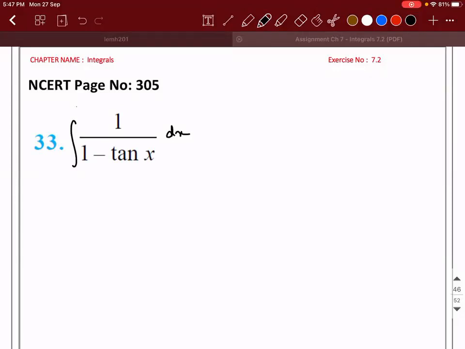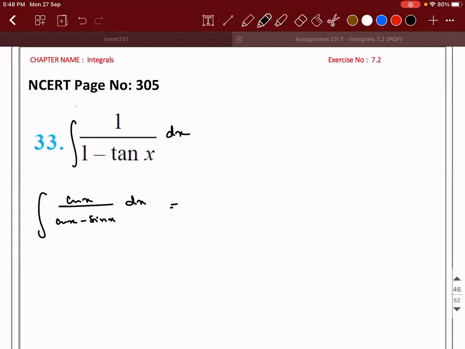How to do? What is the answer? We'll get cos x by cos x minus sin x, sir. So you get cos x by cos x minus sin x. Then how do you do it? Add sin x, and subtract 2 sin x, by multiplying with 2 by 2 and adding sin x this time.